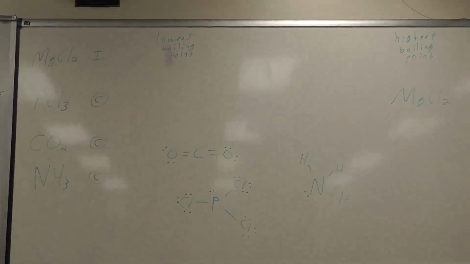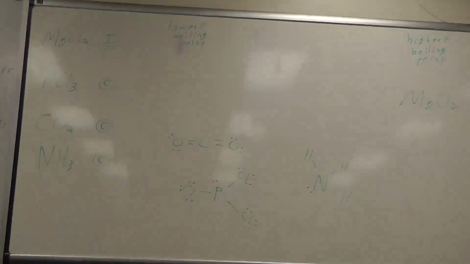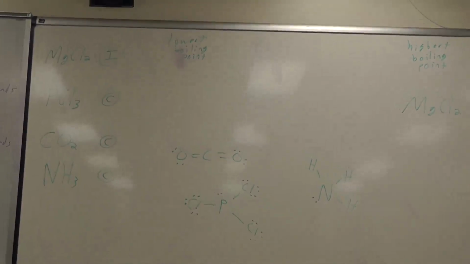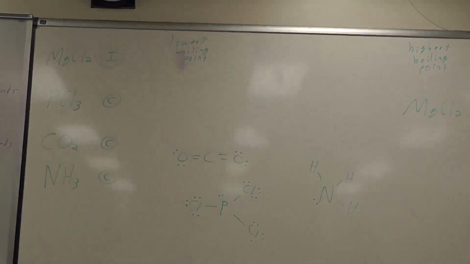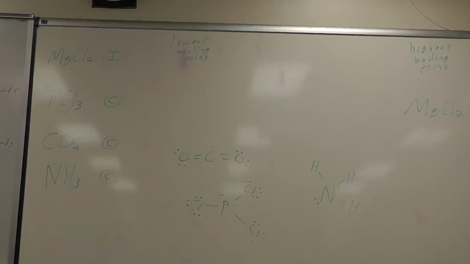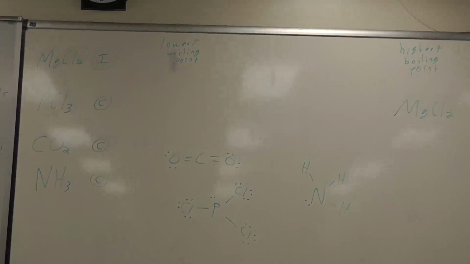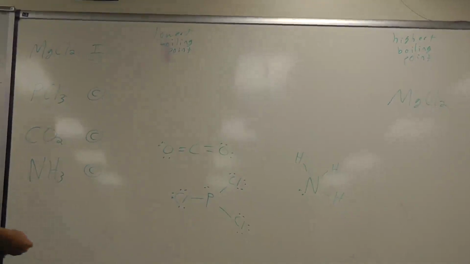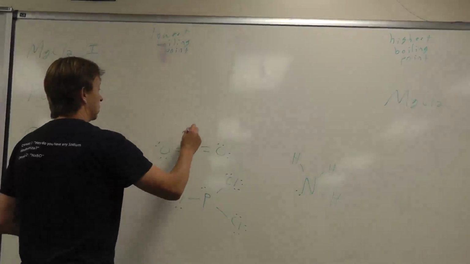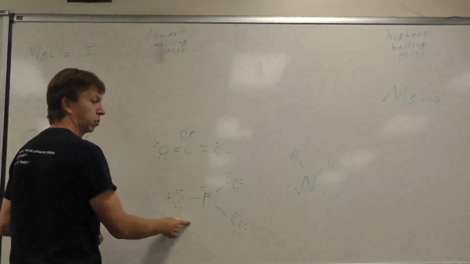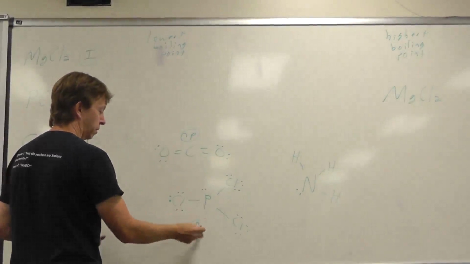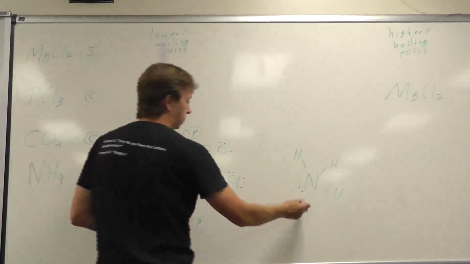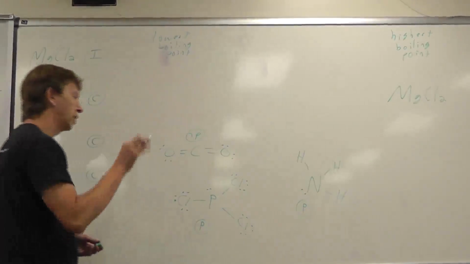And we want to categorize them based on polar or nonpolar. Make sure you get all your dots in there where they're supposed to be. CO2, polar or nonpolar? Nonpolar. PCl3 and ammonia. So what have we figured out by looking at polarity?